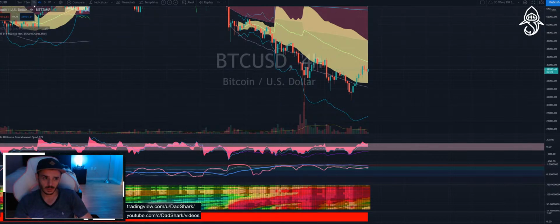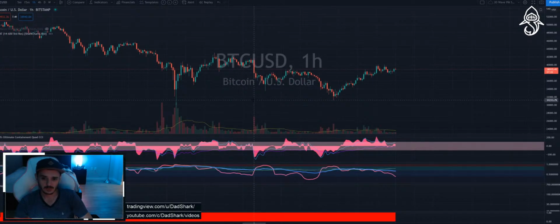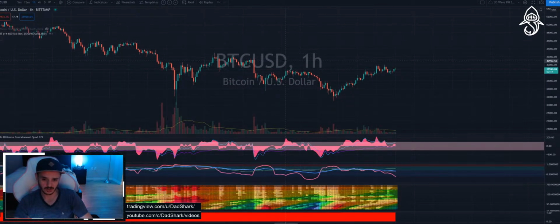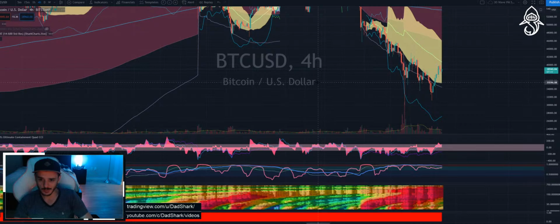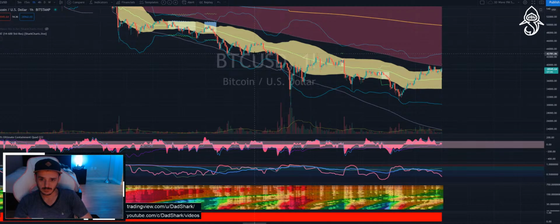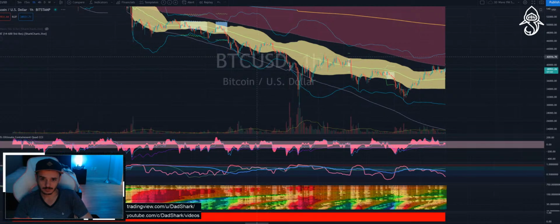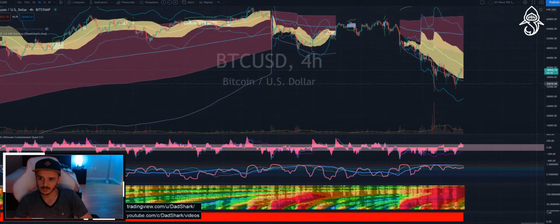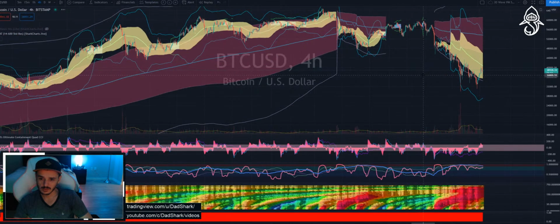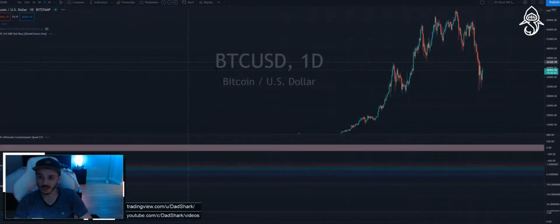Now, I think what we can do is, if you really want to try to take a long here, no, this move up hasn't been volatile enough to generate its own period of mass. So it's a bit rough. Tough chart, man.